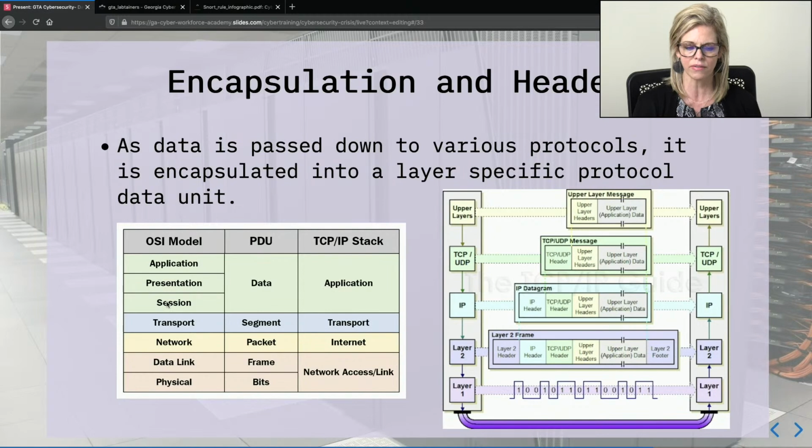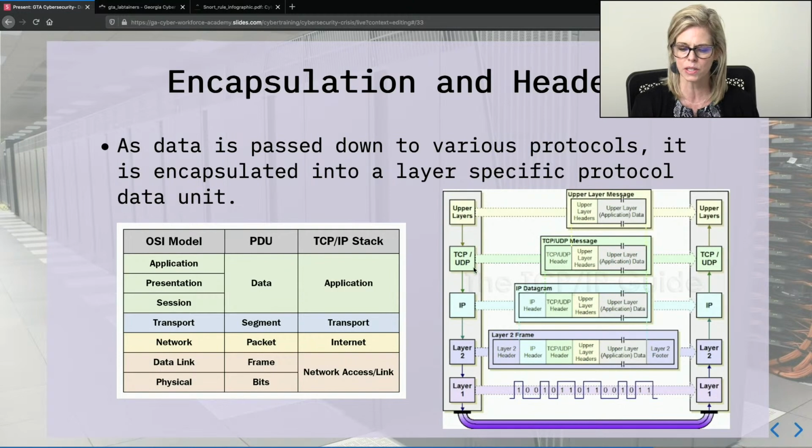And then we actually have our session layer. In the session, we're given a session ID where the conversation can be tracked. And then we go from the upper layers, and most of those are just referred to as upper layers. Then we have our transport layer, which is where TCP or UDP can operate. We're going to talk about the difference between those in just a moment.